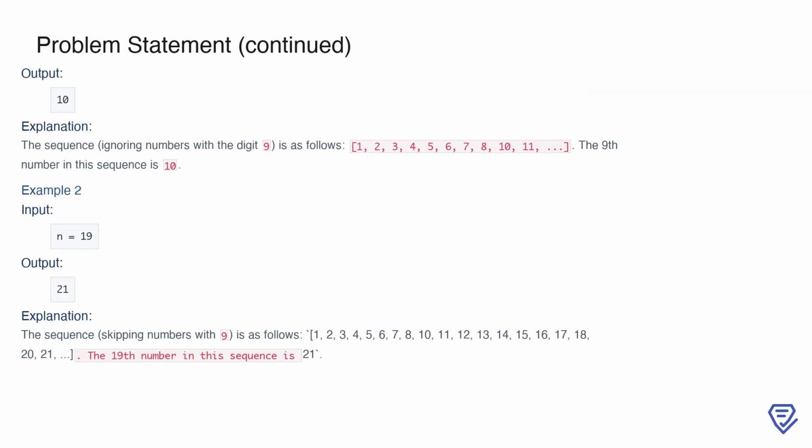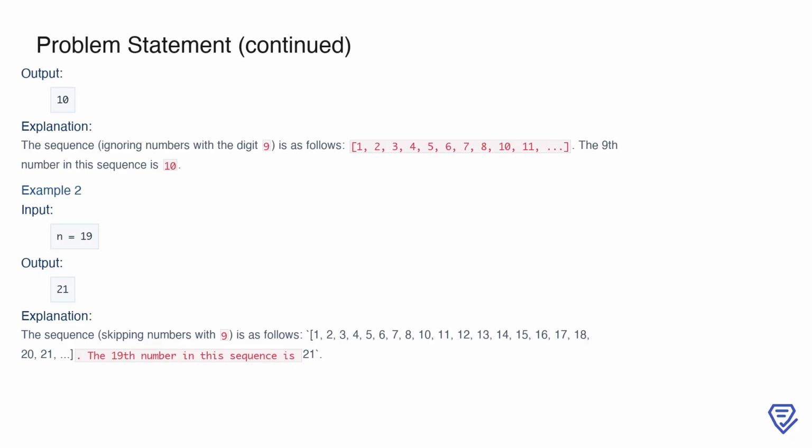For example, if the input is n equals 9, the output is 10. Here's why. The sequence begins as 1, 2, 3, 4, 5, 6, 7, 8, 10, 11, where numbers like 9 are skipped because they include the digit 9. The ninth number in this sequence is therefore 10.